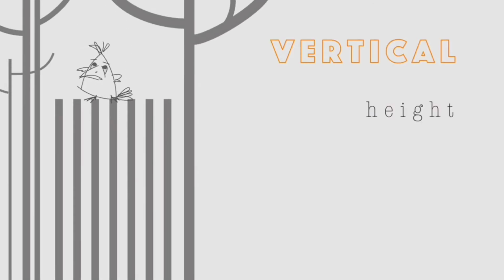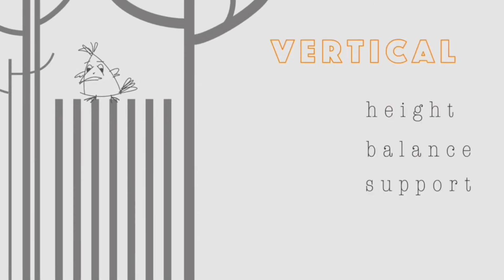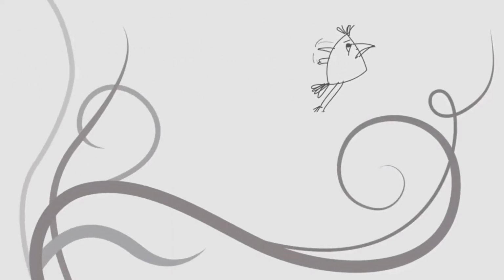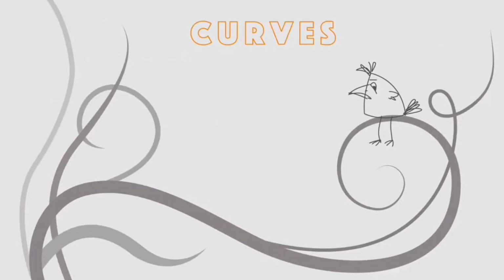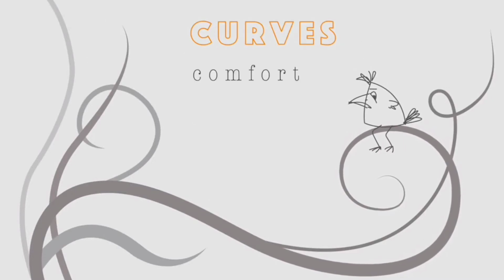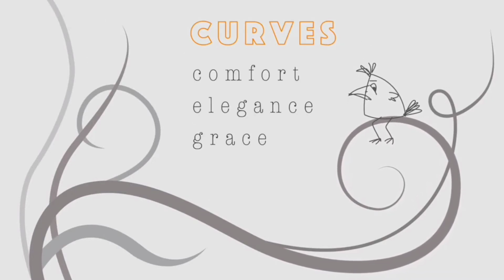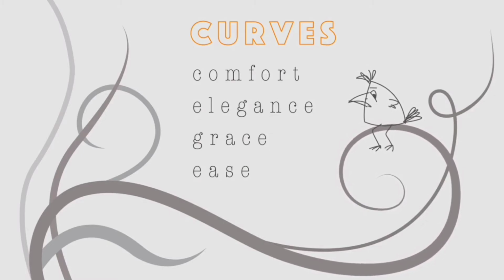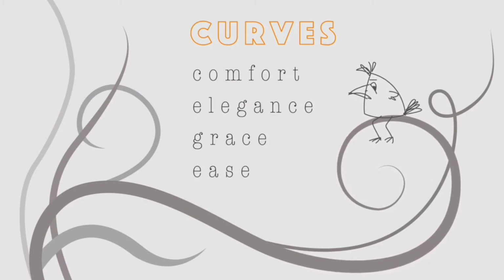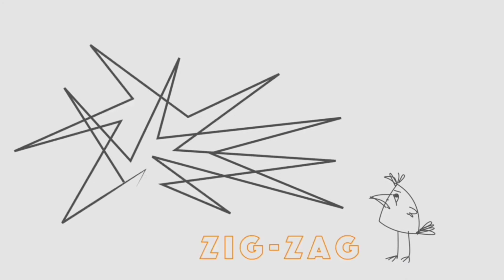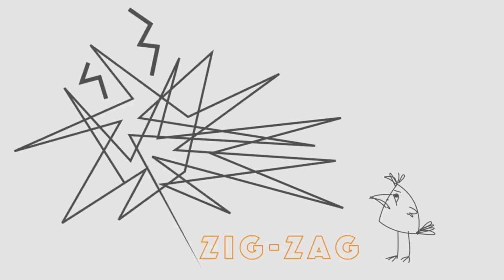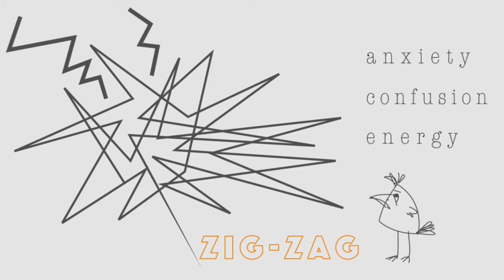Number 3, curved line. Curved line is a very special line. They are comfortable, elegant, and graceful. And if you want to add ease to your work, use curved lines. And number 4 is a zigzag line. Zigzag line creates all kinds of energy, can suggest anxiety, confusion, energy, or an excitement feeling.